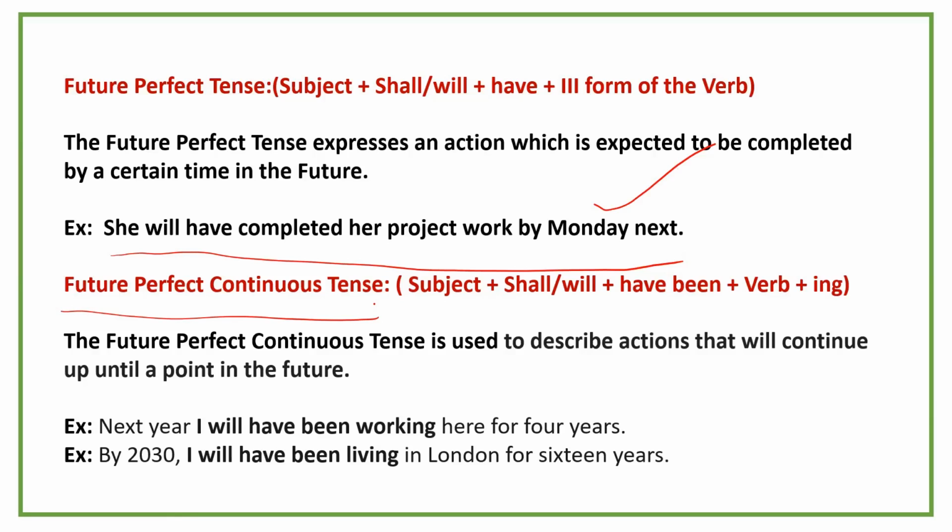And the last one is future perfect continuous tense. This tense is used to describe actions that will continue up until a point in the future. As an example, you can see here, next year, I will have been working here for 4 years.